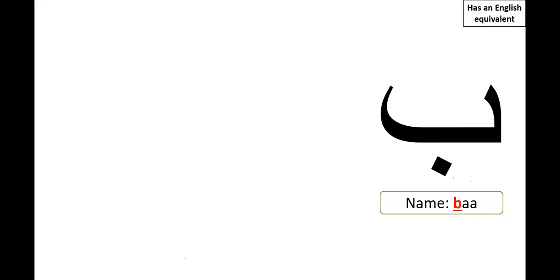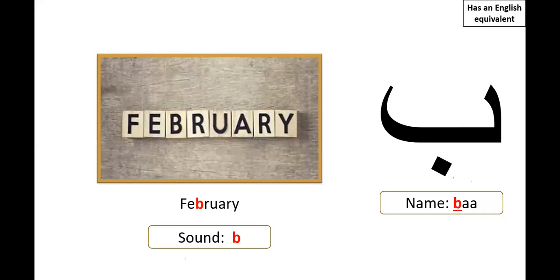The second thing we're going to look at: we see the symbol, we see the name, let's look at the sound. We said the sound is the first part of the letter's name. When you see that B over there, that's the sound. B, B, B. It's sort of like the B in February. February. B, Feb, B, B. That is the sound of the letter B.